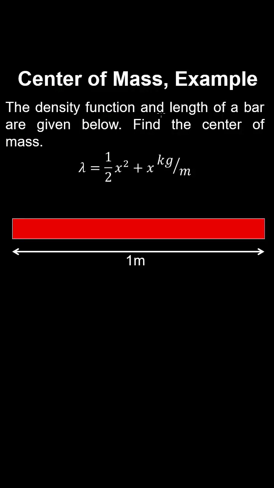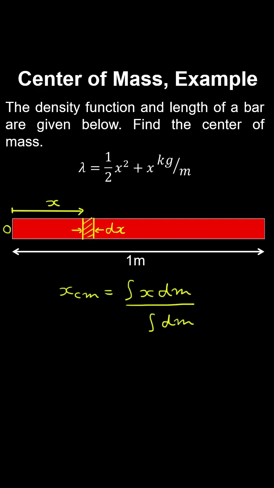The density function and the length of a bar are given below. Find the center of mass. So let's take our origin at the left of the bar and draw our mass element, which is at some distance x from the origin and has an infinitesimal width dx. Recall the integral form of the center of mass for a continuous body. For our one-dimensional bar, we can write our differential mass as the density multiplied by the cross-sectional area of the bar, which is constant, multiplied by the thickness of the mass element. So this here is our linear density.